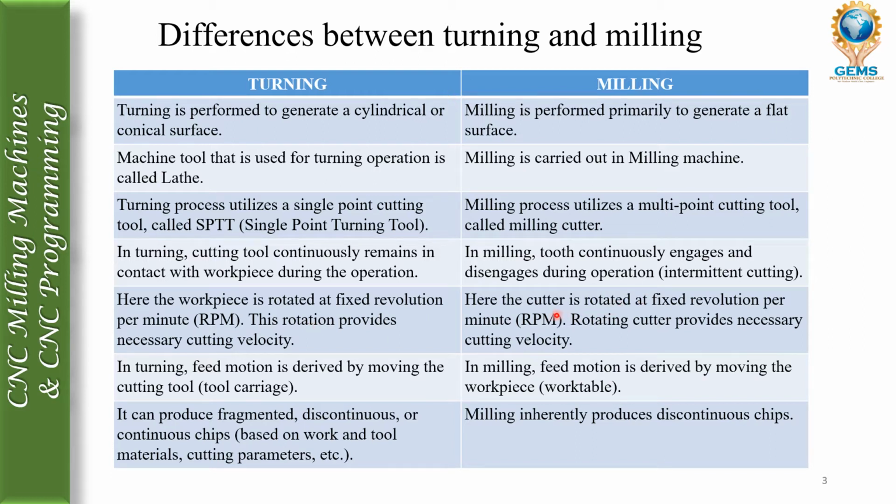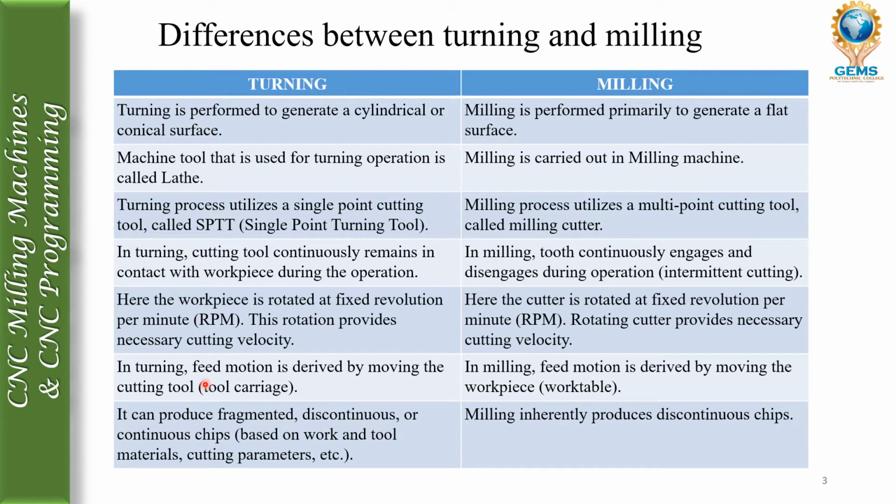In the milling machine, the cutter is rotated at a fixed revolution per minute. The rotating cutter provides the necessary cutting velocity. In the turning operation, the workpiece is rotating, but in the milling process, the cutter is rotating at a fixed revolution per minute.